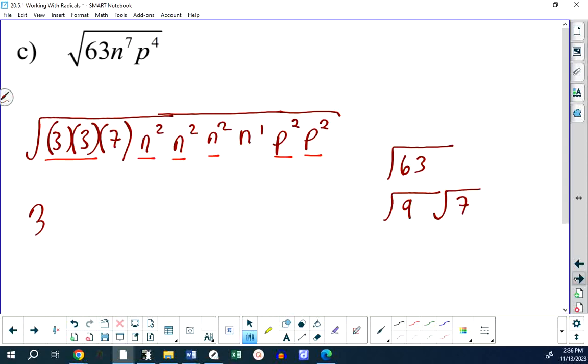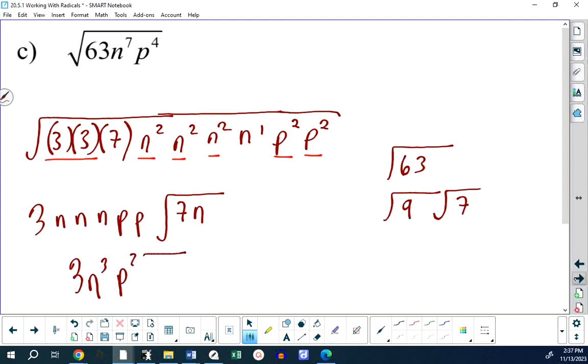This n squared becomes an n. This n squared becomes an n. This one becomes an n. This p squared is a p. This one is a p. And what do we have left? We have the 7 and the n. And of course, we wouldn't write 3n, n, n, p, p. That's what we would write.